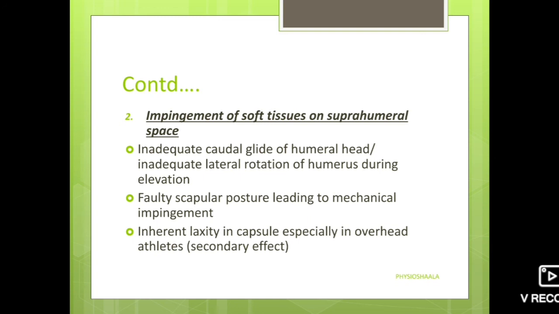I hope you have been cleared on the pathomechanics of shoulder impingement, and in future lectures we will be discussing the rehabilitation of conservatively managed shoulder impingement.